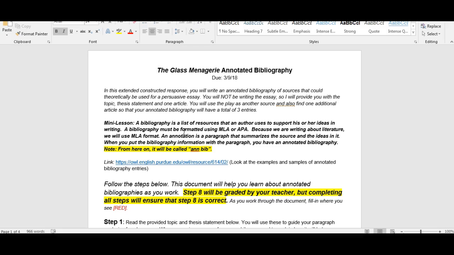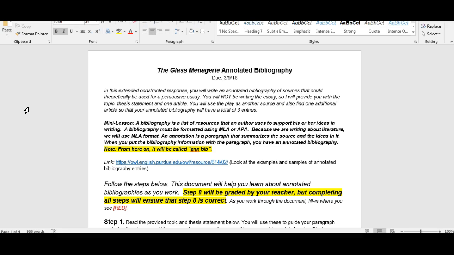Just so you know, a bibliography is a list of resources that an author uses to support his or her ideas in their writing. We're going to format ours using MLA format, because we are writing about literature. Then you're going to have an annotation, and that's a paragraph that summarizes the source and the ideas in it, and how you're going to use those ideas to support your thesis statement.